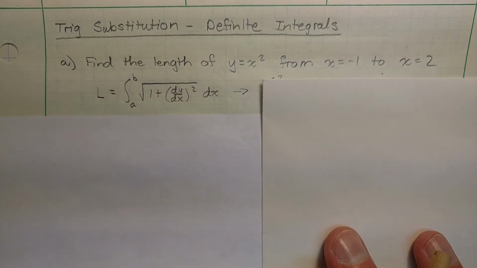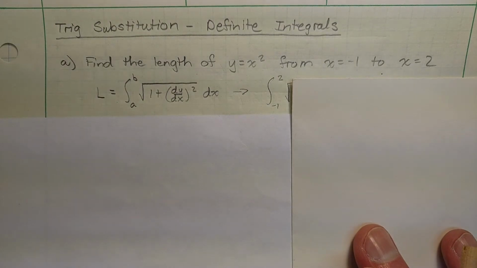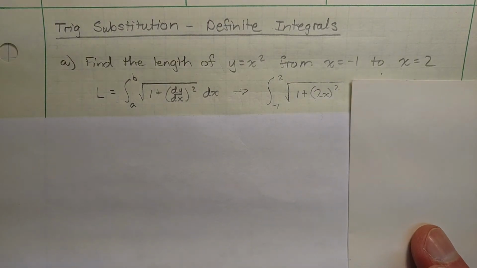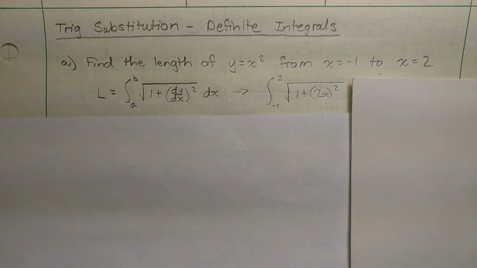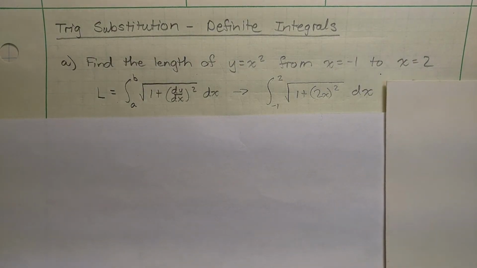So in this case, what we have to do is integrate from -1 to 2 of the square root of 1 plus, and notice my derivative of x squared is 2x, so that will be squared there, and so dx like that. So this is our situation that has arisen, and now we're going to have to find a way to integrate this, and our trig substitution will work.